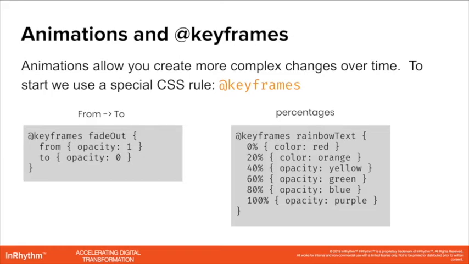The basic idea of an animation is to specify starting and ending values for each CSS property you want to change. You can also specify in-between values as demonstrated with percentages in the example on the right. Both the to and from and the percentages are valid syntax. So on the right, this rainbow text animation will flow through each of the 6 colors over the course of the animation.